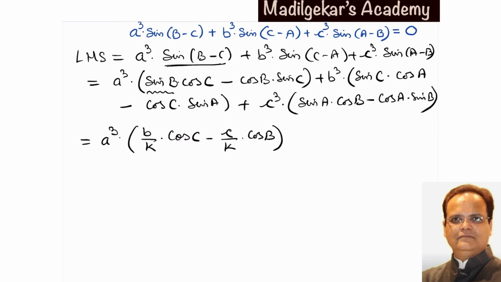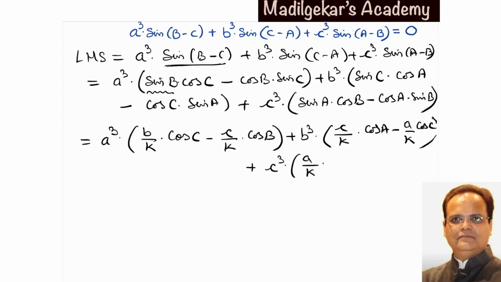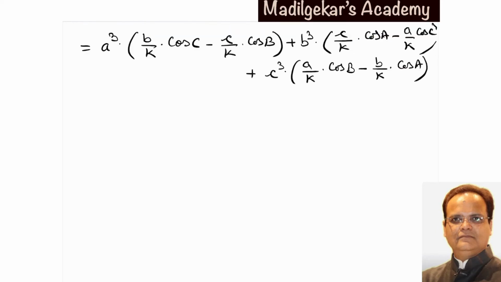into cos B plus b cube into c by k cos A minus a by k cos C plus c cube into a by k cos B minus b by k cos A. In the next step, 1 by k can be taken common. So in bracket, it is a cube b.